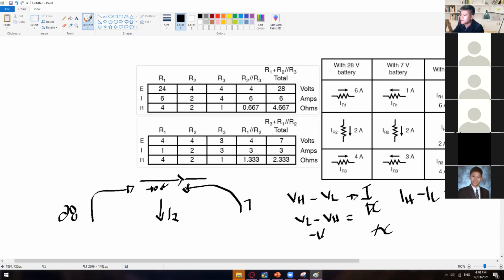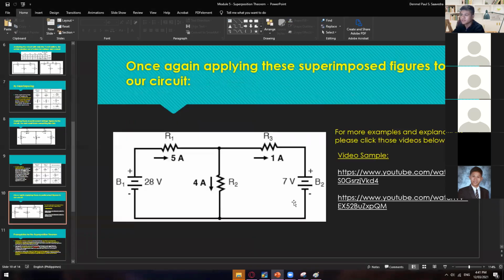So I guess you guys were able to get this one also, since they are just the same. It's just voltage plus voltage and then current plus current. So are we clear so far to this point? Yes, sir. All right, very good.